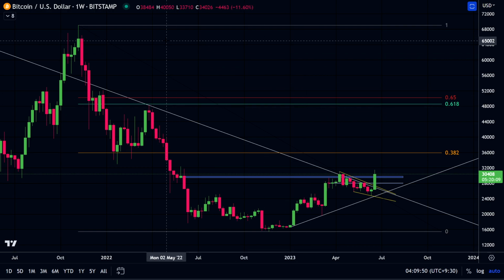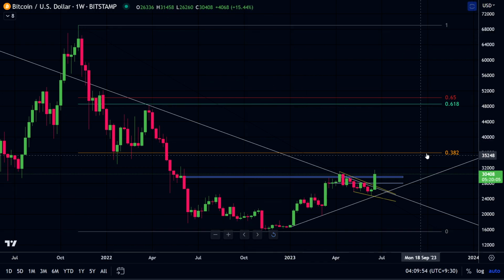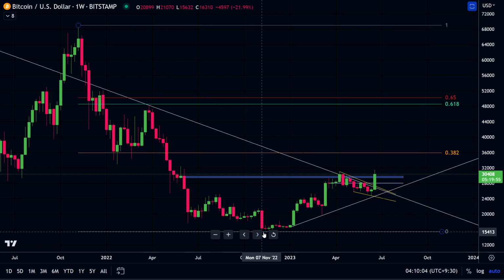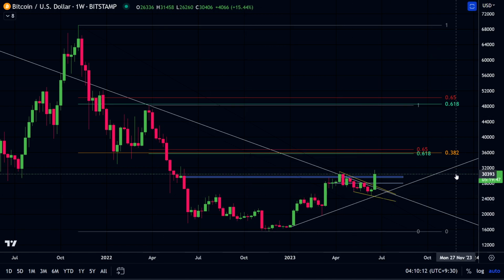Just looking at the overall fib levels here from the all-time high to the bear market low, we have that 382 fib and the golden pocket here. We can also do a retracement from this high to the bear market low, and when we do that, we see some confluence here. Again, taking it from this high, we get that golden pocket area, and it is in line with the 382 fib from the overall retracement. So this is going to be a key area here.